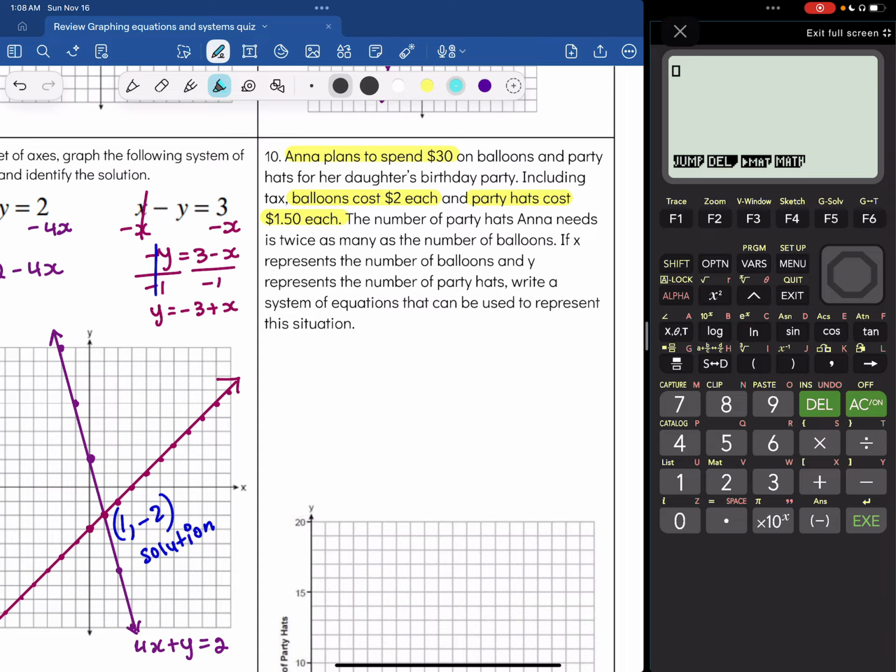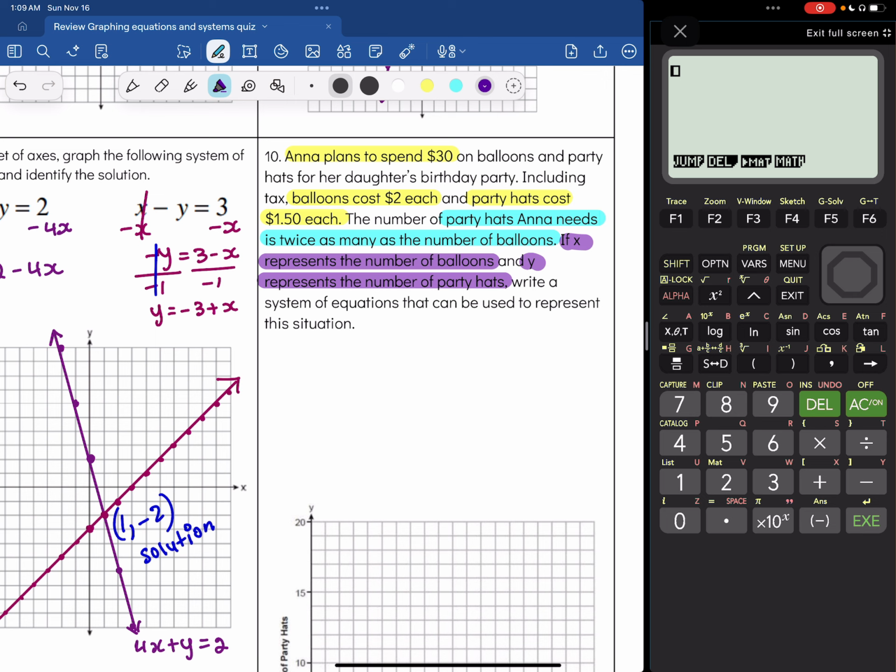Then the number of party hats Anna needs is twice as many as the number of balloons. And x represents the number of balloons. That's horrible. x represents the number of balloons. Why is the purple not lining? Oh, okay, cool. x represents the number of balloons and y represents the number of party hats.